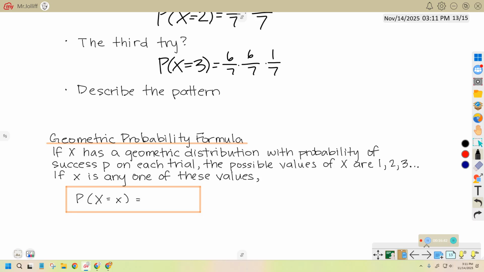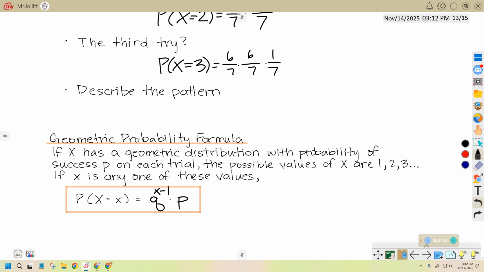Some of us have spotted the pattern. When we do geometric, we have a whole long string of failures. And then we finally get a success. If my success occurred on the 10th trial, how many failures happened? 9. If I did 100 trials before I saw my first success, how many failures? 99. So this is q to the x minus 1.